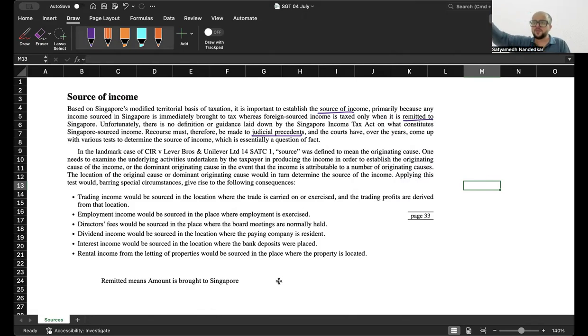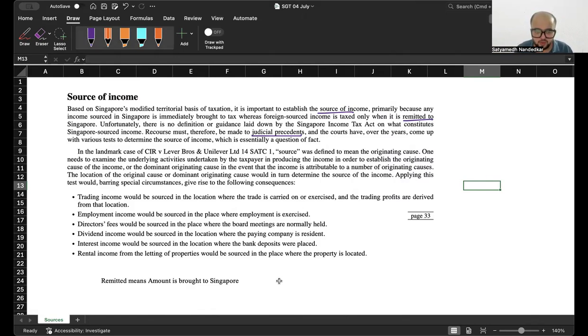One, the income is being given to you by a person not in the country, but the source of generating that income was created in this country and it is being sold by your office located within the geographical borders of this country. In that situation, again, the dominant originating cause lies in Singapore, and hence you could say that the income has originated in Singapore and would be taxed immediately in the country. The location of the original cause or dominant cause would in turn determine the source of income.